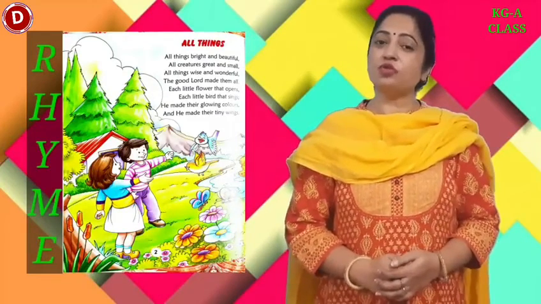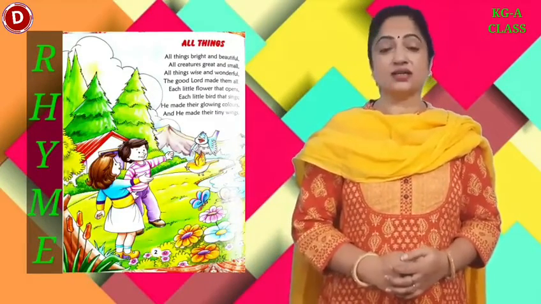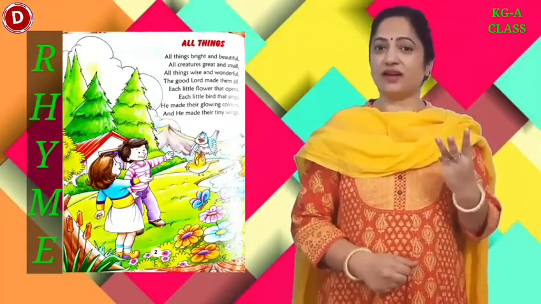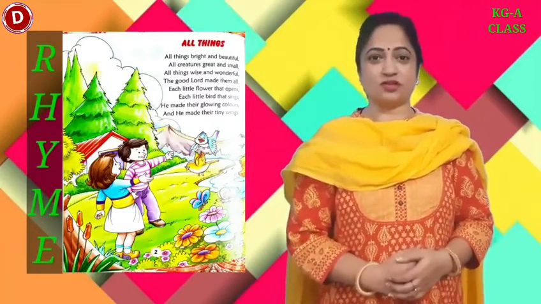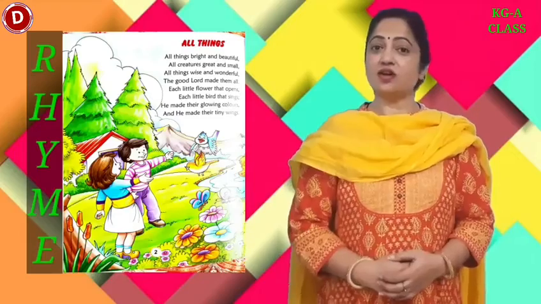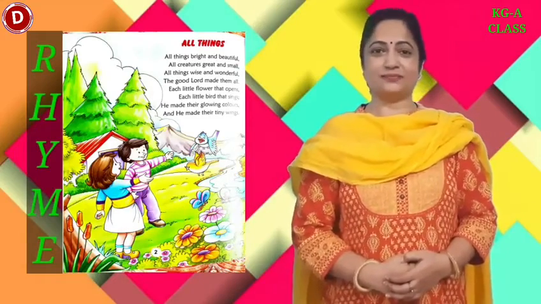Now it's time to revise the rhymes which we learned earlier, and they were All Things, Billy Boy and Traffic Lights. It's time to revise them also. So the first rhyme is All Things. The title of my poem is All Things.